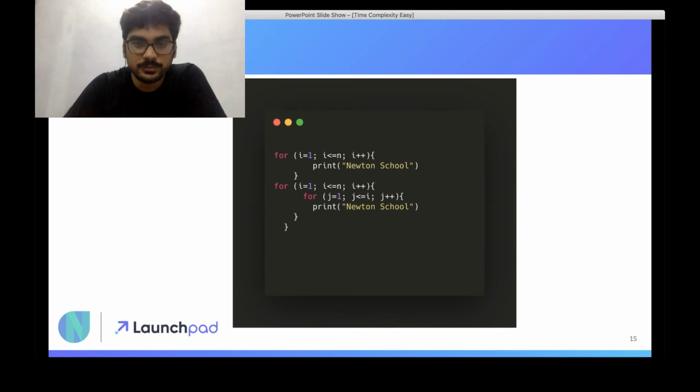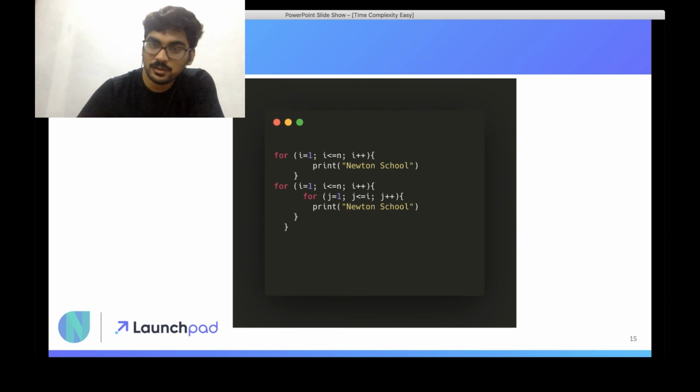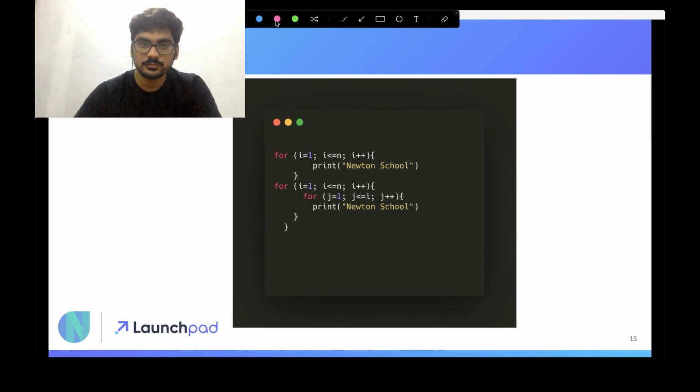Now guys, let's have a look. What will be the time complexity of this algorithm? How many of you have got most of your things correct? Okay, now let me start. Let me change the color. Let's try this color this time.